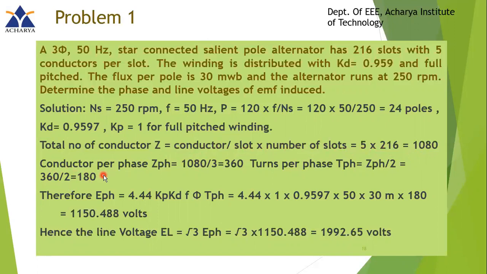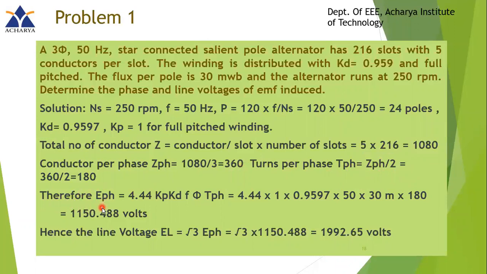So how do you find conductors per phase? This is a 3-phase synchronous generator, so that is why divide by 3. Okay, you'll get the conductors in each phase. So we get 360. Next, find out the turns per phase, which is nothing but conductors divided by 2, because we know that Z is equal to 2 into T. So T is nothing but Z by 2. So we calculate the number of turns.